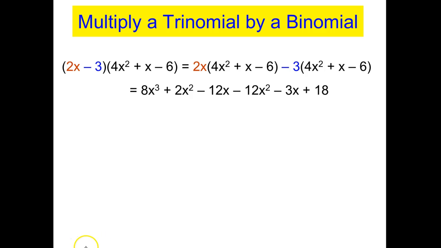In this case, my 8x cubed doesn't have anything to combine with, but my 2x squared and my negative 12x squared combine to give me negative 10x squared, and I have a negative 12x and a negative 3x that combine to give me negative 15x, and then that 18, the constant, doesn't combine with anything.